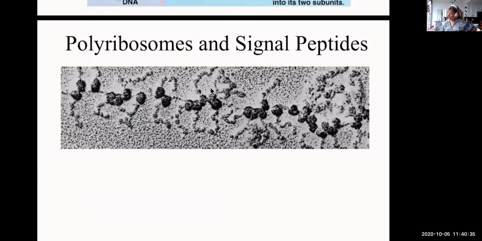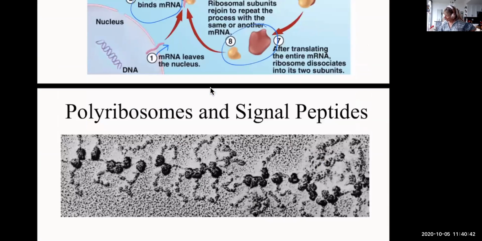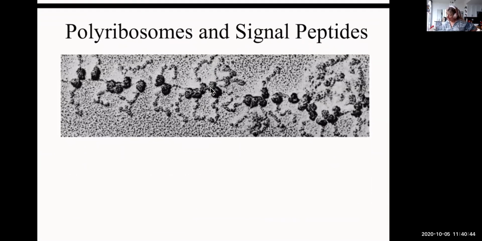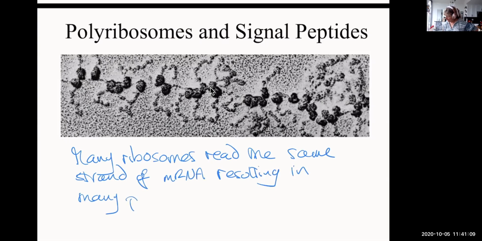Translation. And well, you know, this makes it look like, oh, it's one messenger RNA read by one ribosome and you get one protein, but that's really not how it works. Rather, there are many ribosomes reading the same messenger RNA. So many ribosomes read the same strand of messenger RNA, resulting in many proteins, many hundreds of proteins.